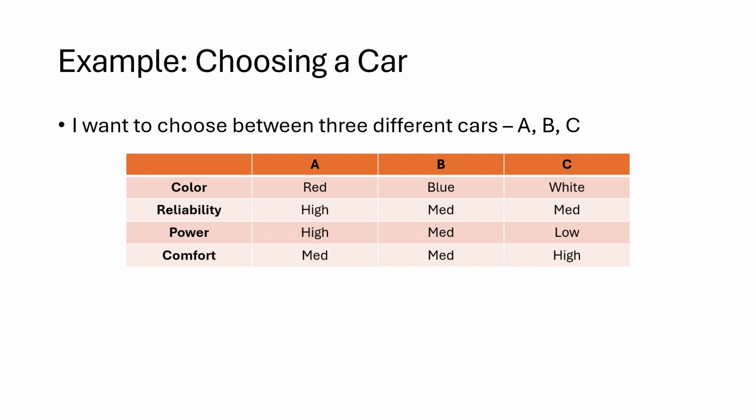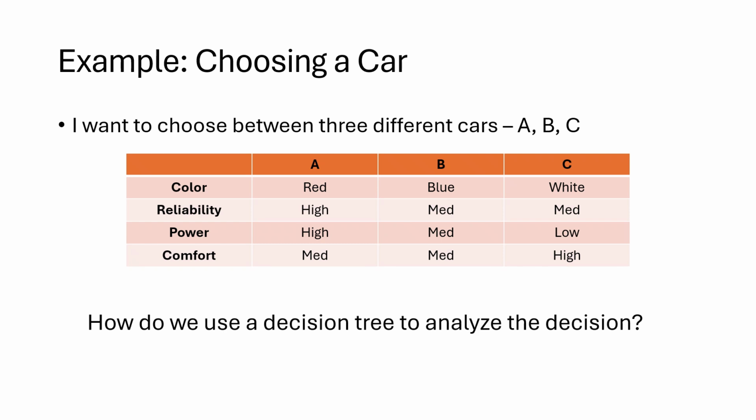You have these three cars, A, B, C. They have different colors, maybe reliability, rated as high, medium, different power ratings, comfort, etc. You have different attributes for these three cars. And many of you used these attributes and just drew a decision tree or a diagram that uses these, and then came up with some kind of decision. So the question for you then is, how do you use a decision tree to analyze the decision here?